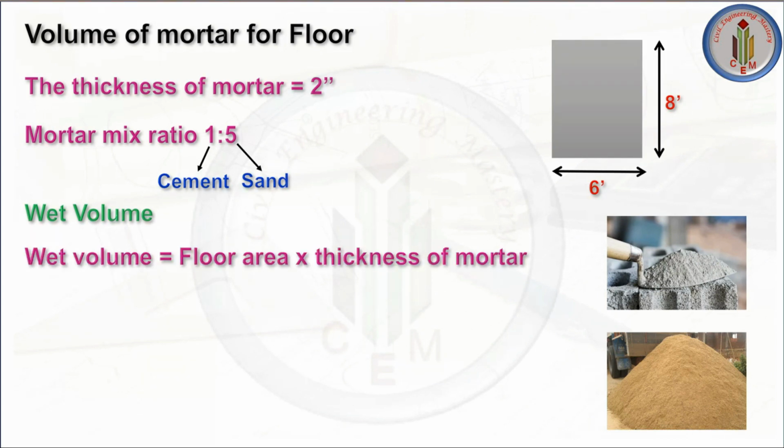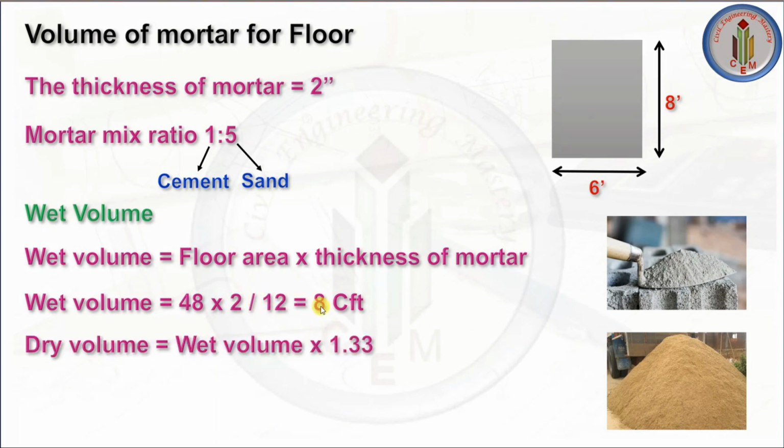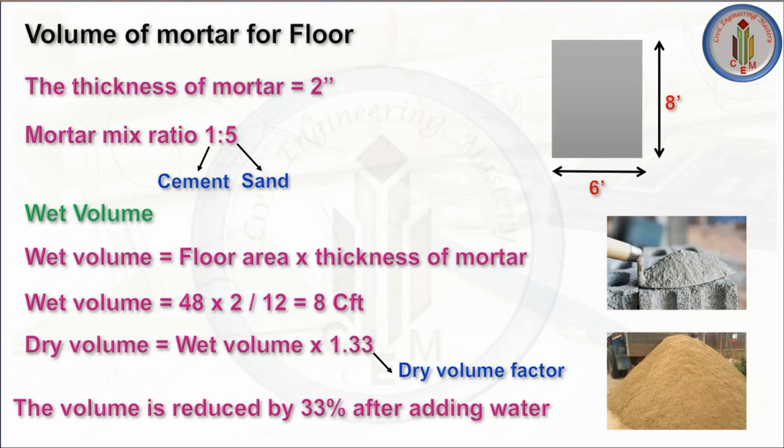Wet volume is equal to floor area multiplied by thickness of mortar. We know the floor area is 6 by 8, the length and breadth, 48 square feet, multiplied by 2 by 12. That means the thickness is 2 inches, right? So I am converting it into feet, that is 2 by 12. 48 into thickness comes around 8 cubic feet. Dry volume is equal to wet volume multiplied by 1.33. This 1.33 is the dry volume factor because when we add water to the dry material, the quantity gets reduced by 30%.